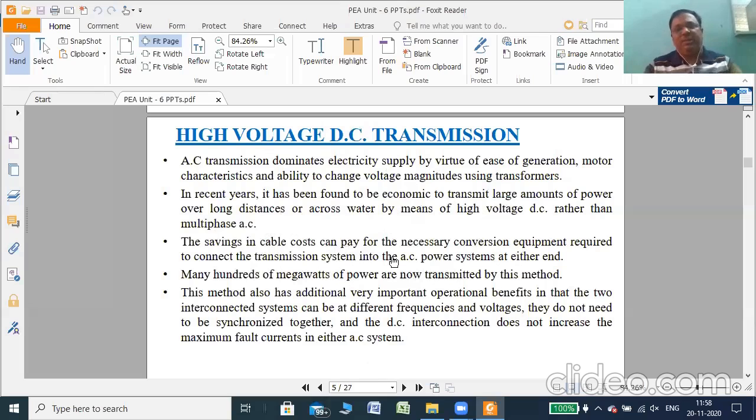We can see the block diagram of monopolar. You can check here the AC input. This is the converter, AC to DC converter. There will be a single wire used to transmit DC from one point to another point, and earth itself is considered as a ground, or you can say second terminal, right?